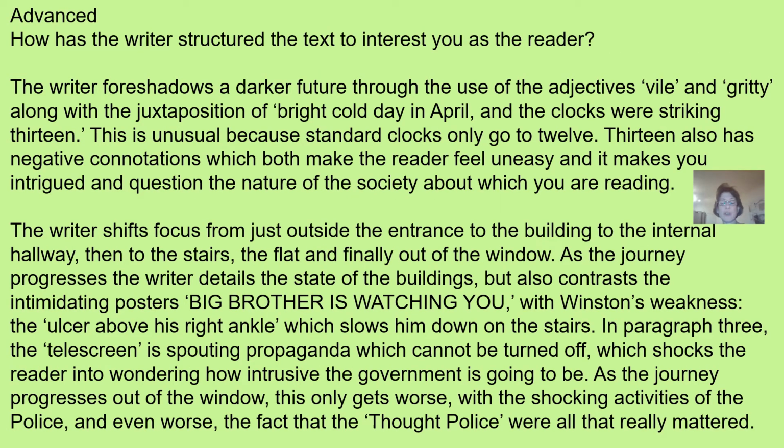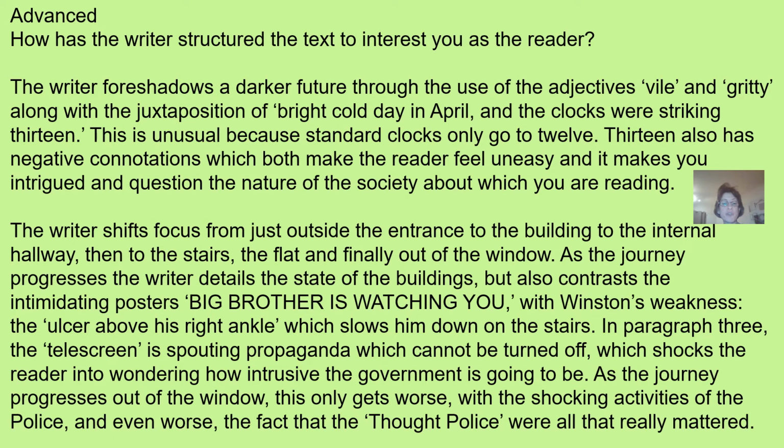This is the most advanced answer. How has the writer structured the text to interest you as a reader? The writer foreshadows a darker future through the use of adjectives vile and gritty, along with the juxtaposition of bright cold day in April and the clocks were striking 13. This is unusual because standard clocks only go to 12. 13 also has negative connotations which both make the reader feel uneasy and make you intrigued and question the nature of the society about which you're reading.